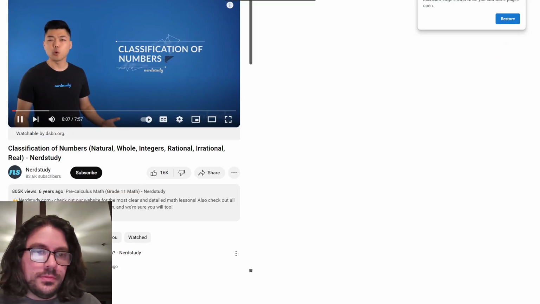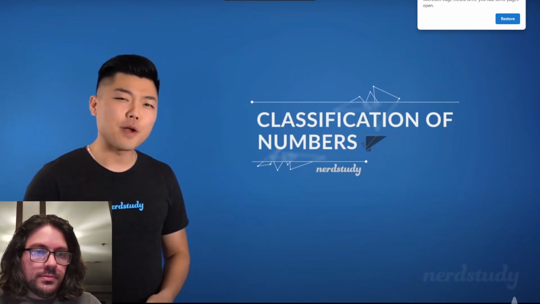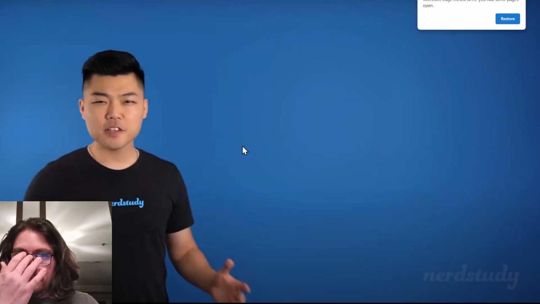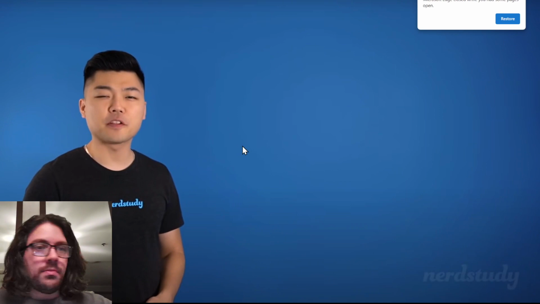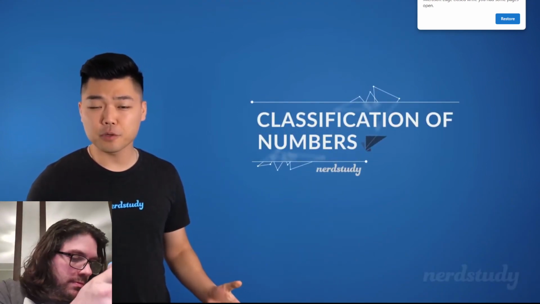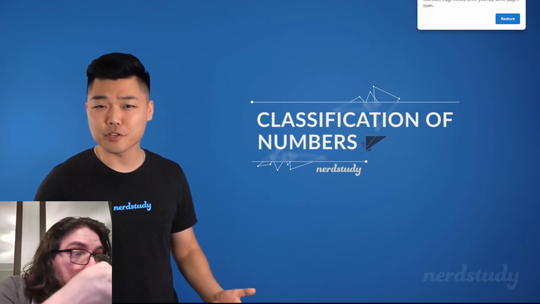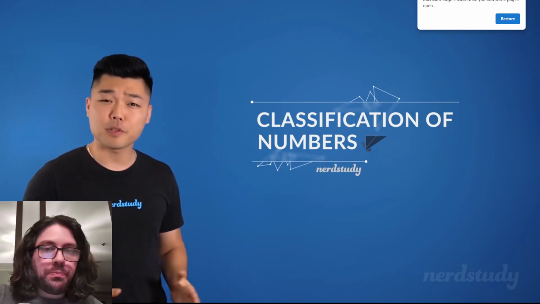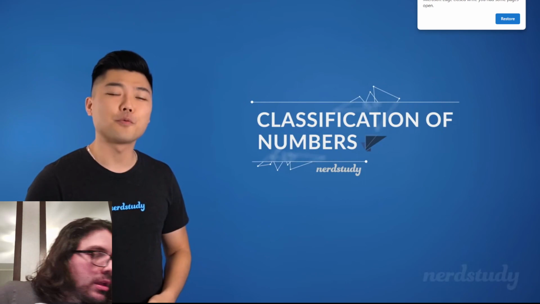Natural numbers, whole numbers, integers, rational. In this lesson, we're going to be learning about the different classification of numbers, which include natural numbers, whole numbers, integers, rational numbers, irrational numbers, and real numbers.